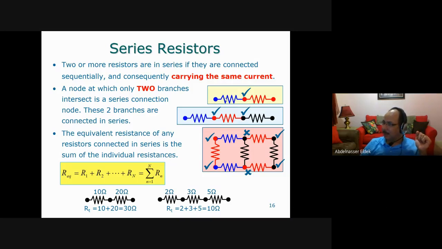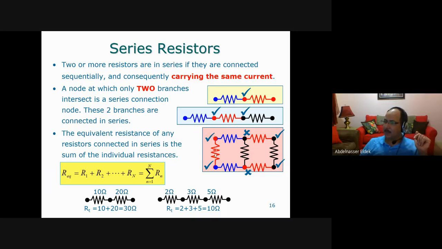So you see here, the current in the blue one is the same as the current in the red one. And here, the current in the blue is the same as the current in the red, and the same as the current in black. If you look at this one here, all these nodes are series connections except these 2 points. These 2 points are not series connections. Why? Because they are not connected to 2, they are connected to 3 or more. So actually they are dividing points. And if they are dividing points, this means that the current will split, will change. So these are not series nodes, then you don't have a series connection.